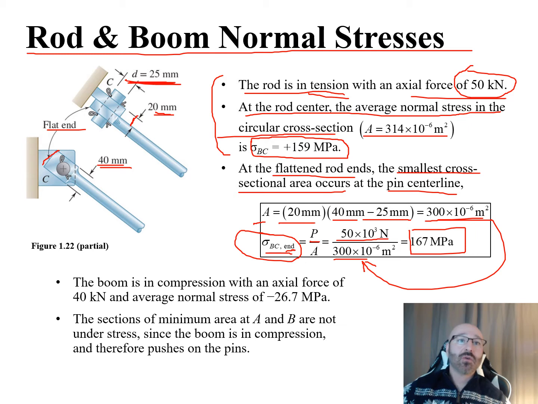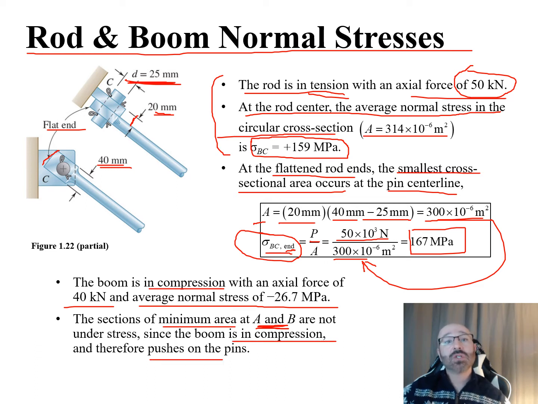We could go back through, as we saw in the previous problem, do it for compression as well, where we had that 40 kilonewton load. Go through the same type of calculations and calculate our average normal stress there, and we'll find that to be negative 26.7 megapascals. Another thing to consider here is the sections of minimum area at A and B rather than C are not under stress since the boom is in compression and therefore pushes on the pins.